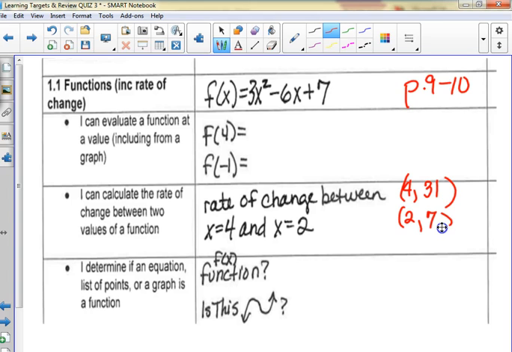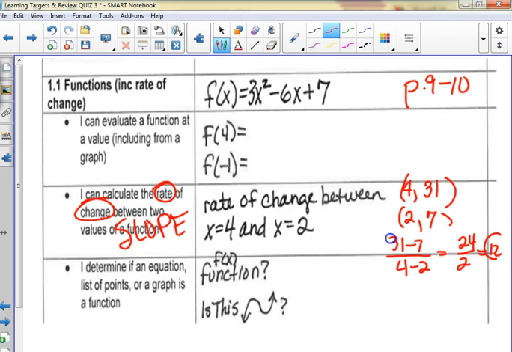Okay, now what? Rate of change. Do you remember what rate of change is really? Slope. So now what do we do? 31 minus 7 over 4 minus 2. 24 over 2 is 12. Put in a 4, get out a y value, put in a 2, get out a y value, and then find this change in y over change in x between those points.